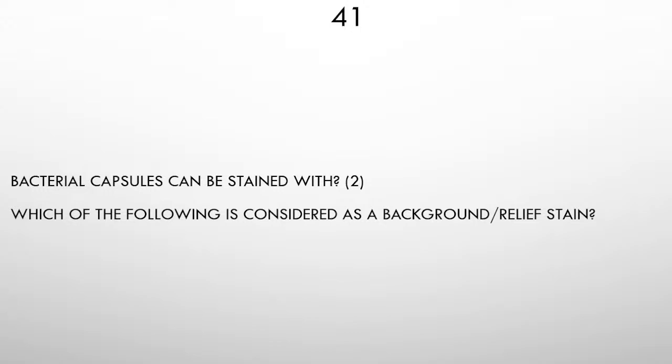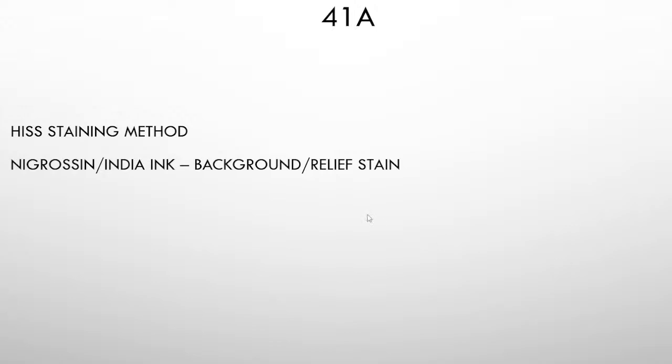So bacterial capsules, since we're talking about stains, can be stained with what? They can be stained by two methods. We can use the HIS staining method and the nigrosine India ink stain. Nigrosine India ink is used more for fungal elements, specifically Cryptococcus neoformans. Another term for the nigrosine India ink stain is the background stain. It is also known as a relief stain, because what we stain is the background, so we're giving relief to the organism. Hence the term relief stain.